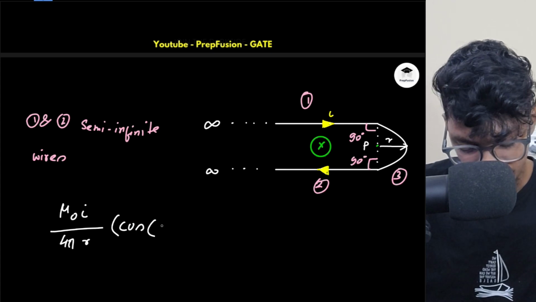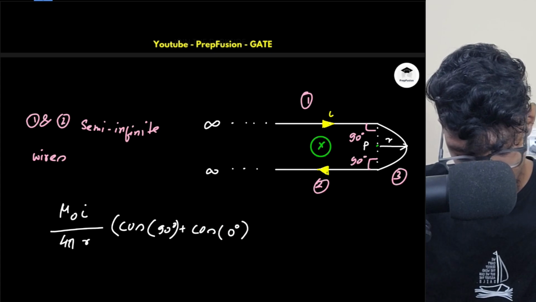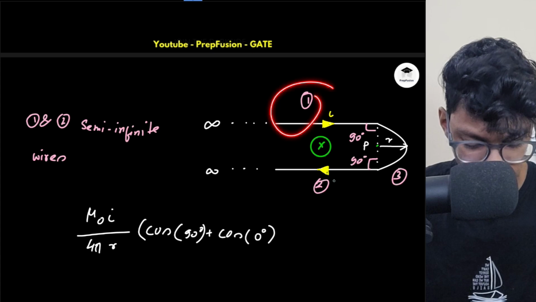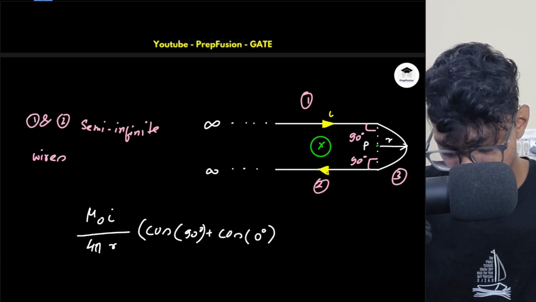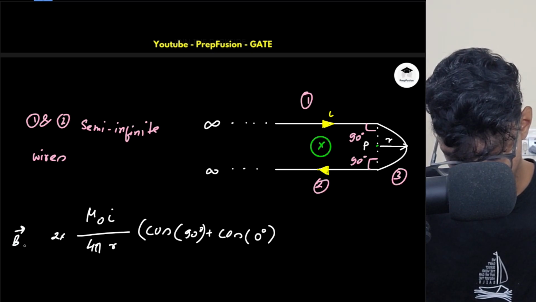Cos alpha plus cos beta. So cos alpha is 90, cos beta is simply 0. And this is for one of the sections. For the other section, the magnitude will be same and the direction will also be same. So I will multiply 2 here. They will be aiding each other. Okay, this is the magnetic field at point P.